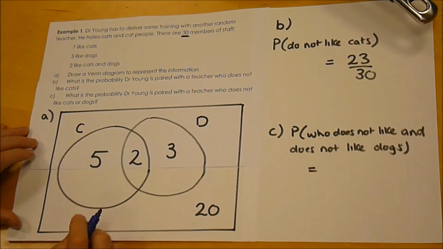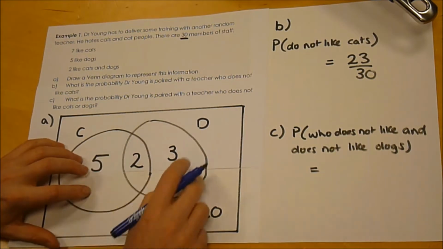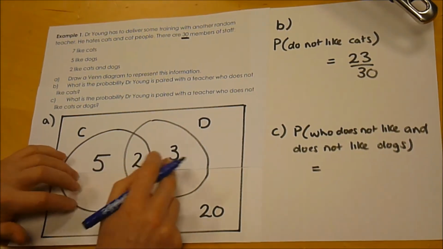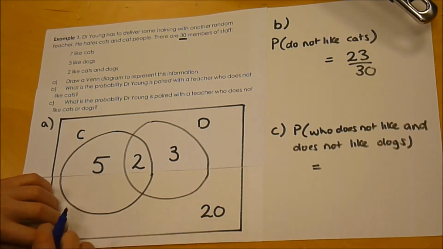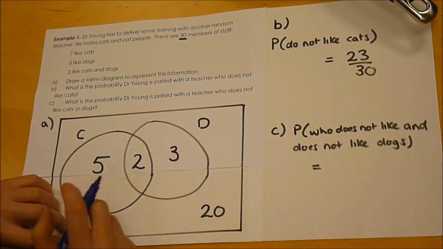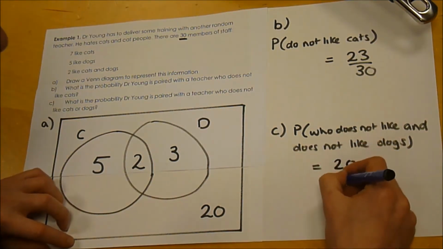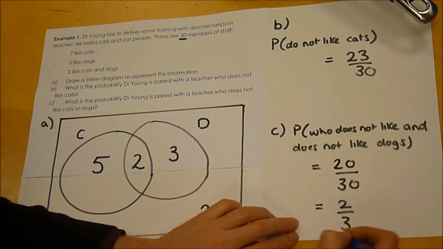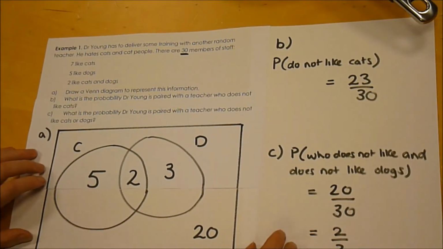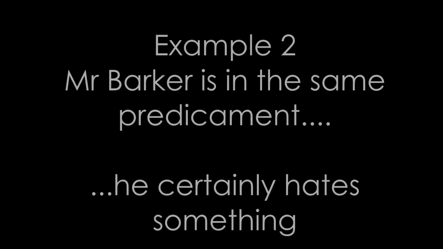So we want to look outside of this circle because they don't like cats, but they also don't like dogs, so they can't be in any of these circles. So actually we're looking for these people here. These are the people who don't like cats and don't like dogs, and so that's 20 out of 30, which cancels down to 2/3. That's that example finished.